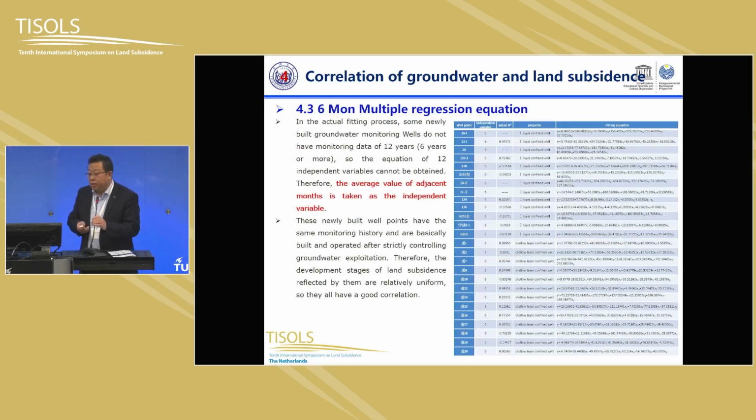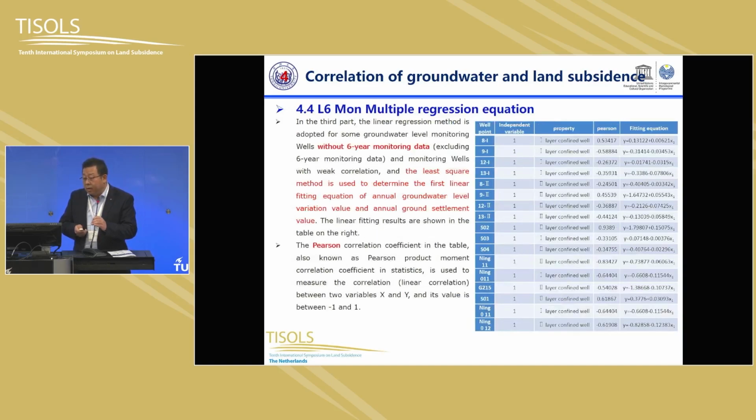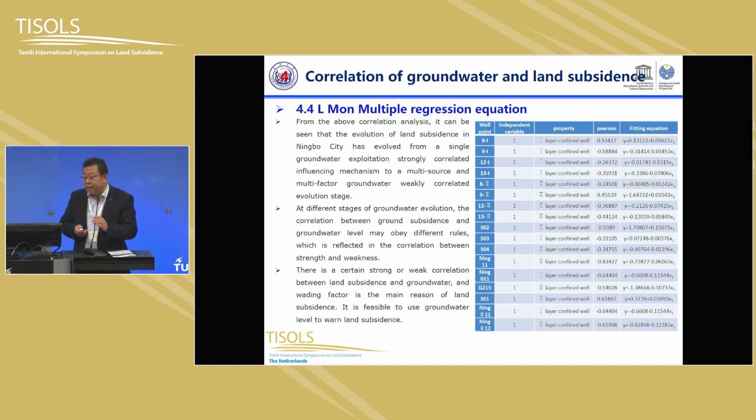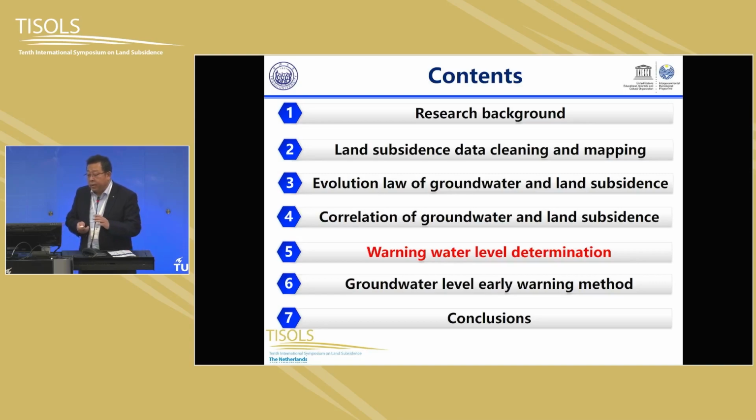This is for the observation points with 6 years of data. This is also the same one. This is for less than 6 years. We have lots of equations. After we establish the relationship between the land subsidence and the groundwater drawdown, we try to determine the warning water level.